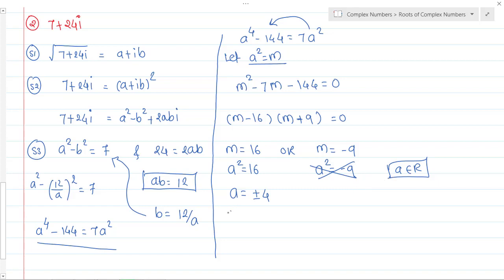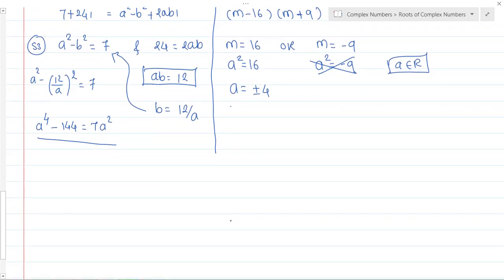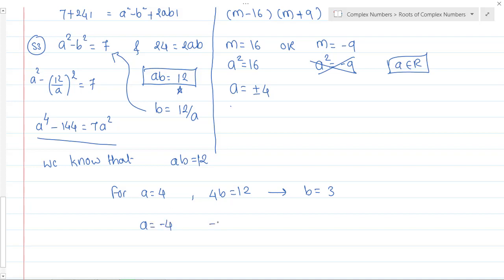Okay, now for the value of a, which is plus 4 or minus 4, let's find the value of b. Let's make use of this equation: ab equals 12. So for a equals positive 4, 4 into b equals 12, so b is 3. And for a equals minus 4, minus 4 into b equals 12, so b becomes minus 3.